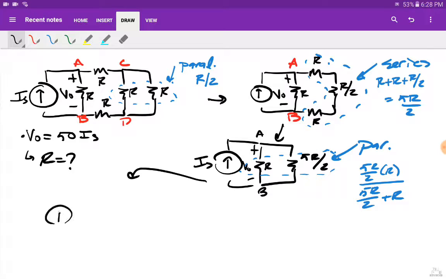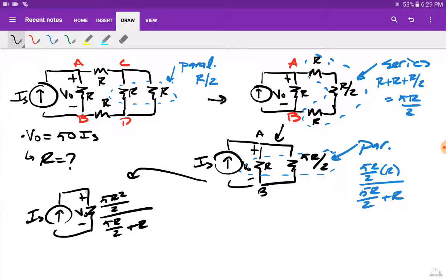So what was then 2 is now 1. And that's going to be just this horrible thing. It's going to be 5R squared over 2 divided by 5R over 2 plus R, with the voltage still existing, and then IS. And once we're here, we're almost done. Once we're here, we can go and figure out the answer.